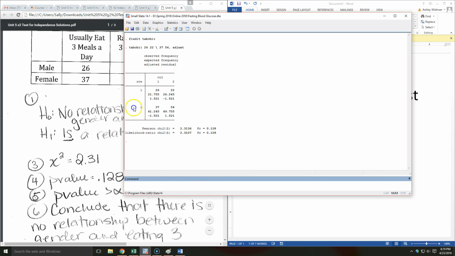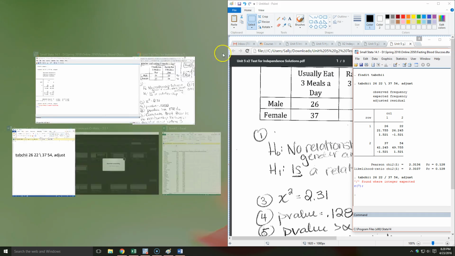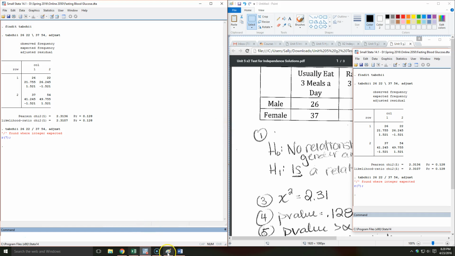And then it gives you back a table and some other stuff and a description. So let me show you if you put the slash the other way, which is the normal way you're used to making the slash. It says that a slash is found where an integer is expected. So it's expecting either a number here or a slash in the correct direction to indicate that the row is done.